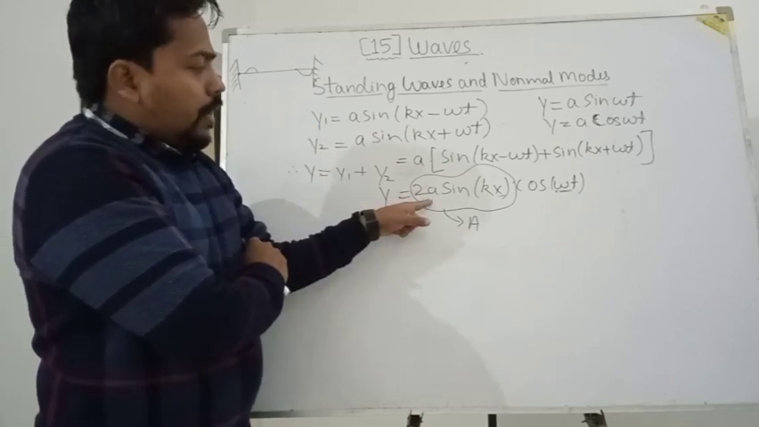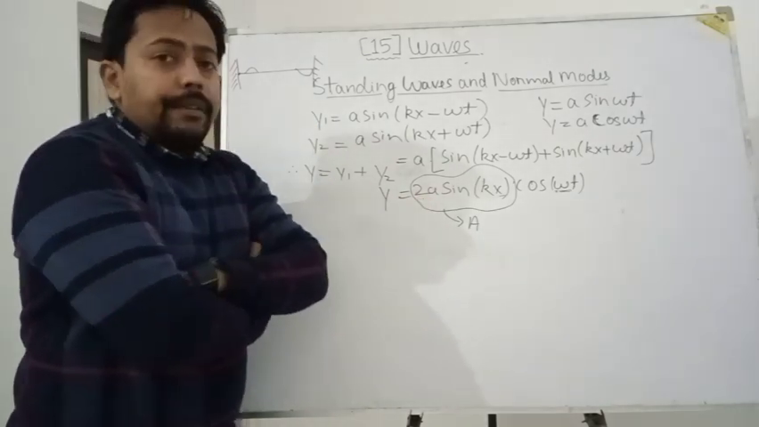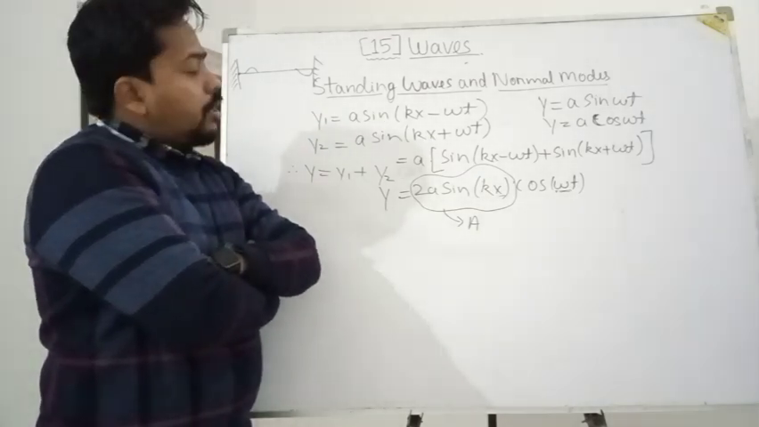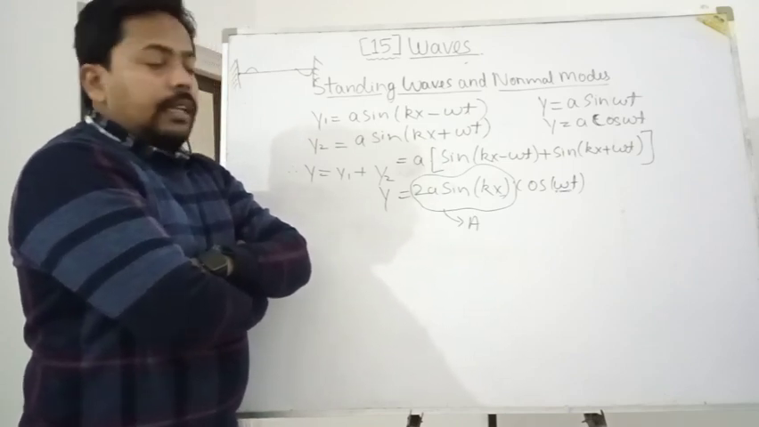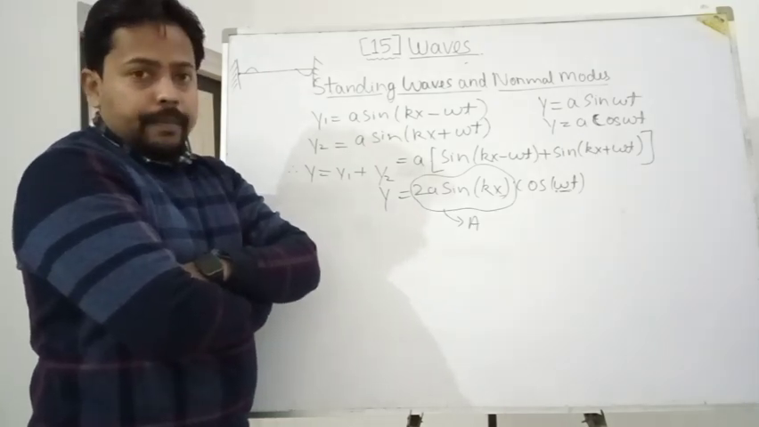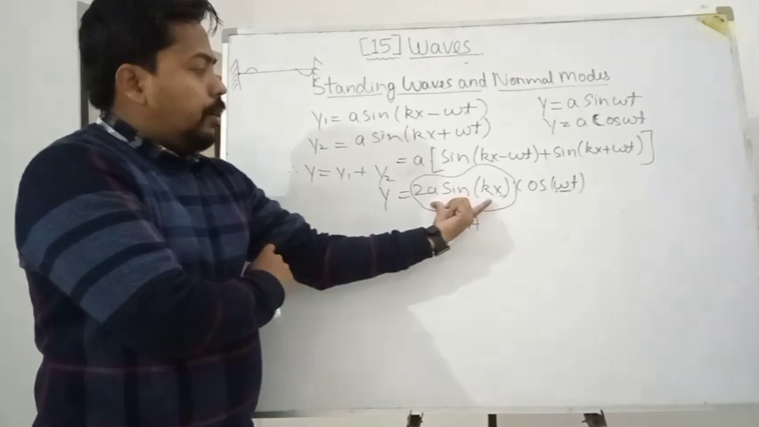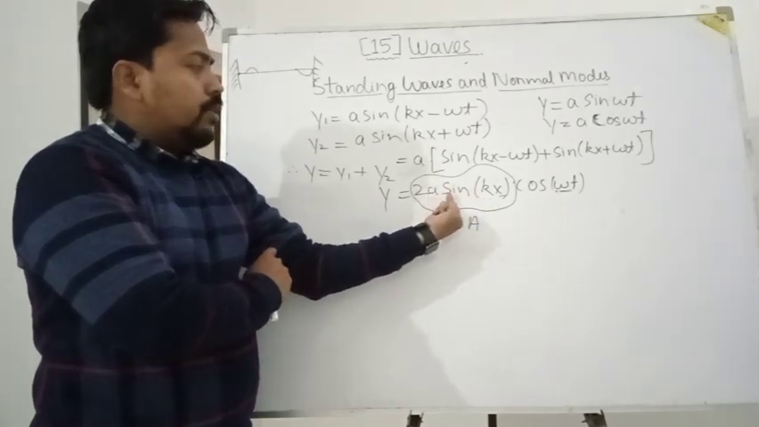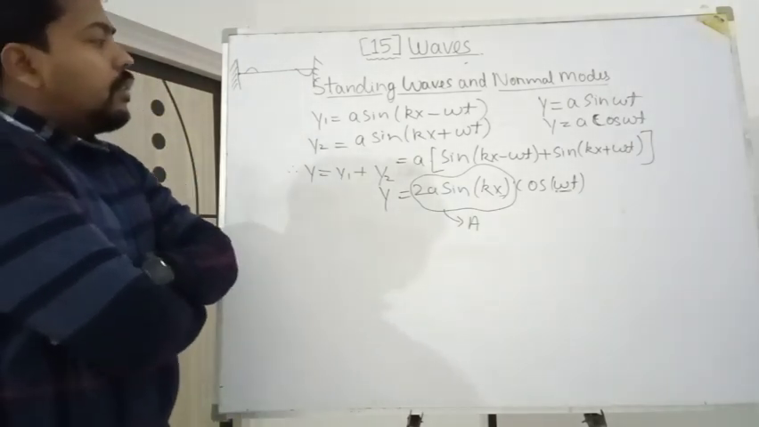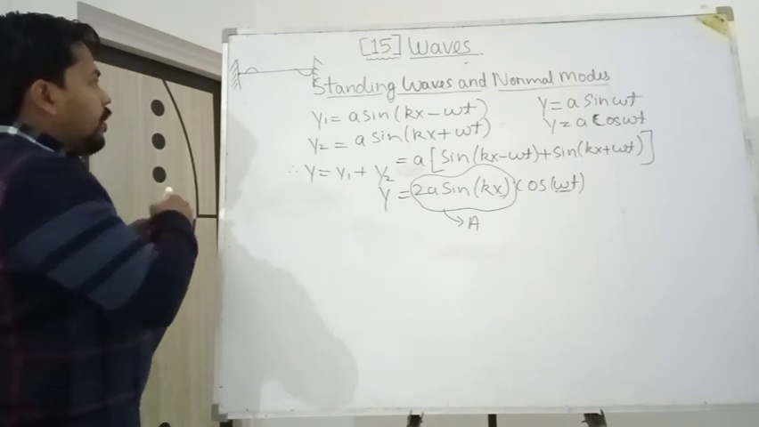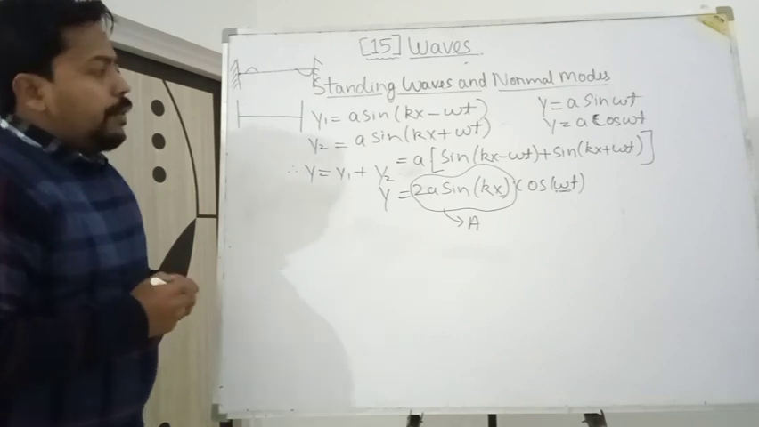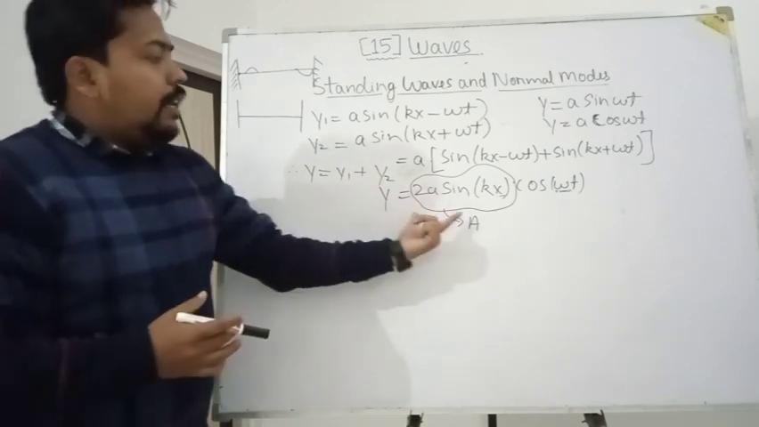But in this case, what happens? The amplitude of the resultant wave which gets formed is changing. How is it changing? It is changing with position. Another conclusion is that the resultant wave has the same angular frequency. This is the amplitude term, which equals 2A sin(kx). So starting from here we will get another wave, and after some time we will get another wave, and this is the equation of the standing wave.